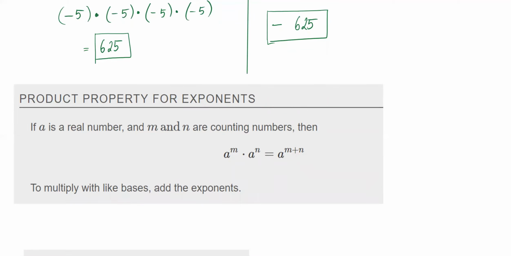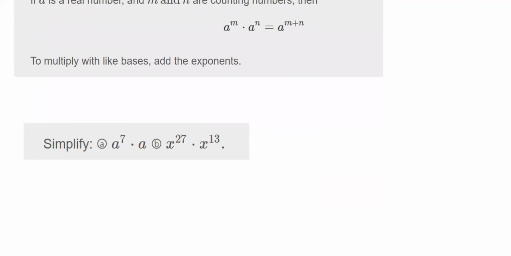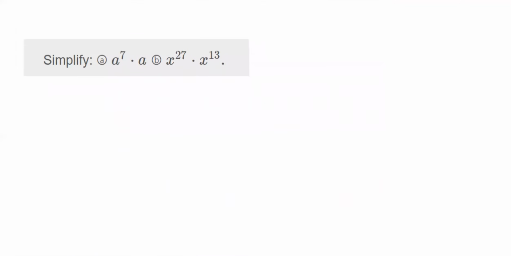It is slightly counterintuitive, but if you think about this, as I'm going to show you in the next example, you can see why we have to add instead of multiply. Okay? So we multiply like terms with like bases by adding their exponents. Let's take a look at this example. Let's take a power 7 times a.